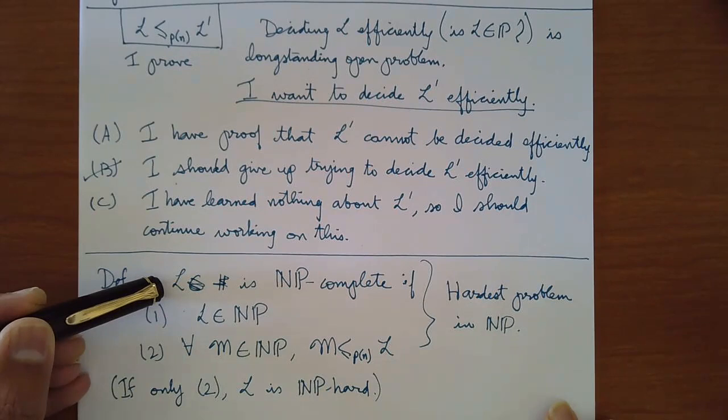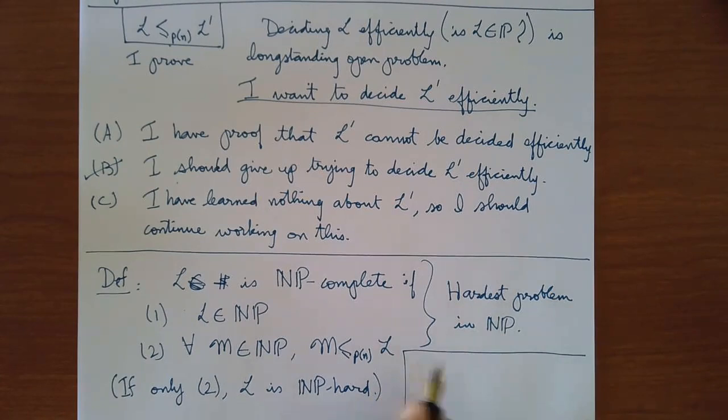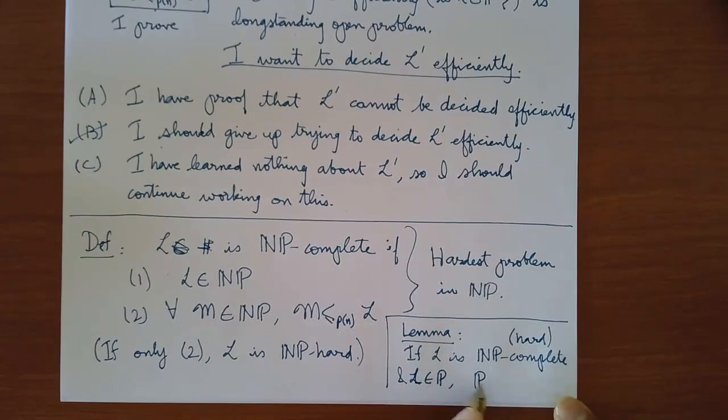So there's a natural lemma here, which is the key to NP-completeness: if L is NP-complete, or even NP-hard for that matter, and L is in P, then P is equal to NP. Basically, because if L is decidable efficiently, then any language in NP can be decided efficiently.